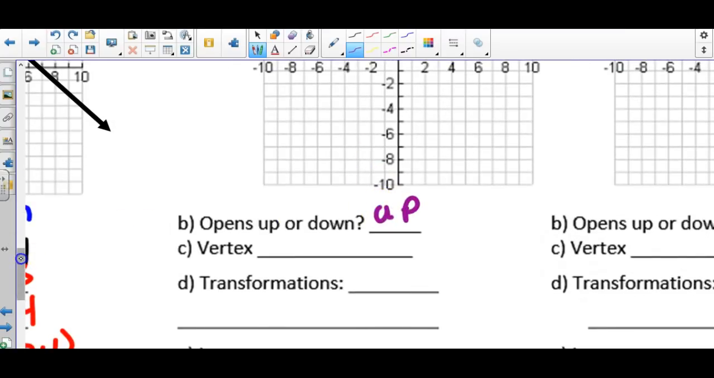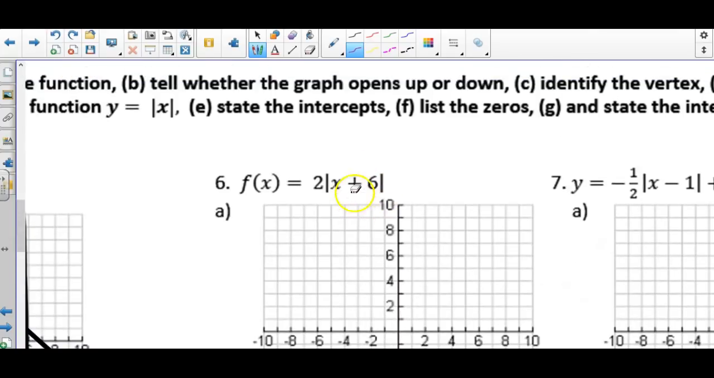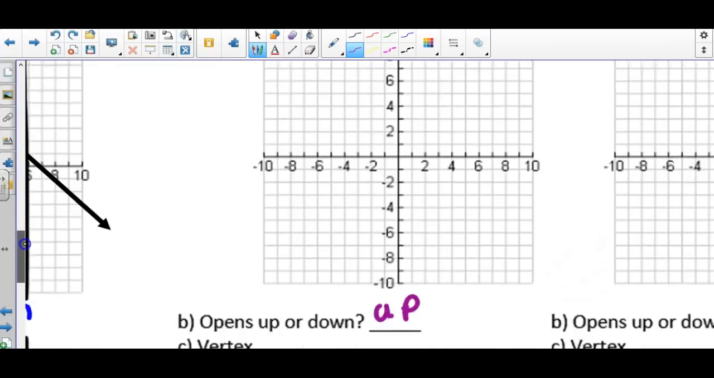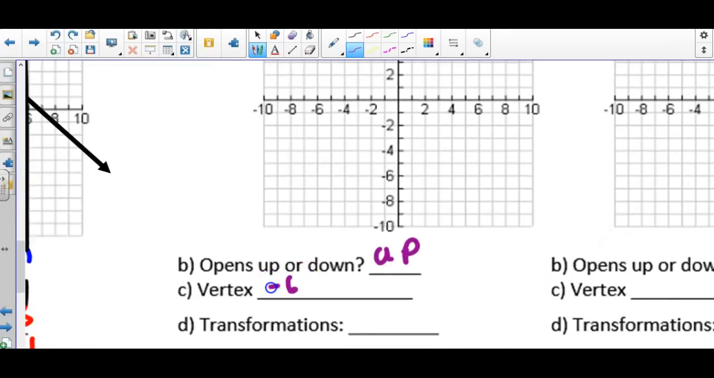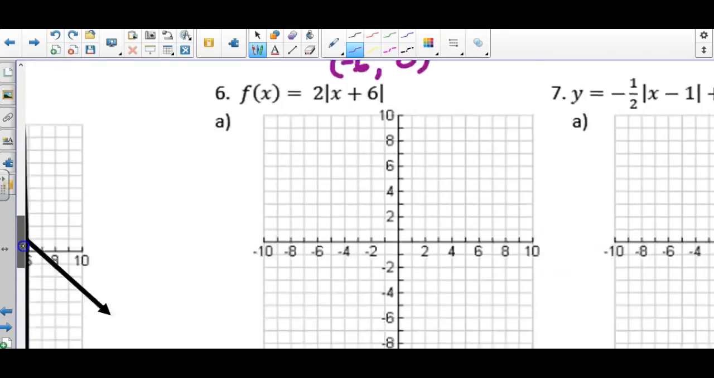Now the vertex. I have to find the vertex. Look right here again, h and k. What's h? 6, so you put the opposite, -6. And what's k? There's no k out here, so you put 0. So -6, 0 is my vertex.